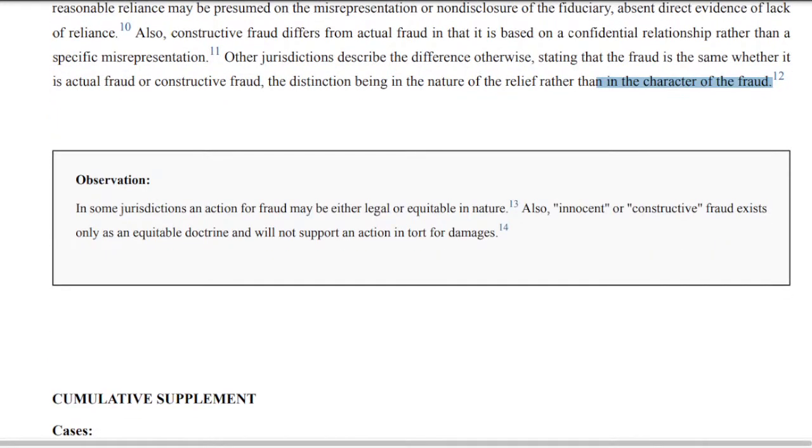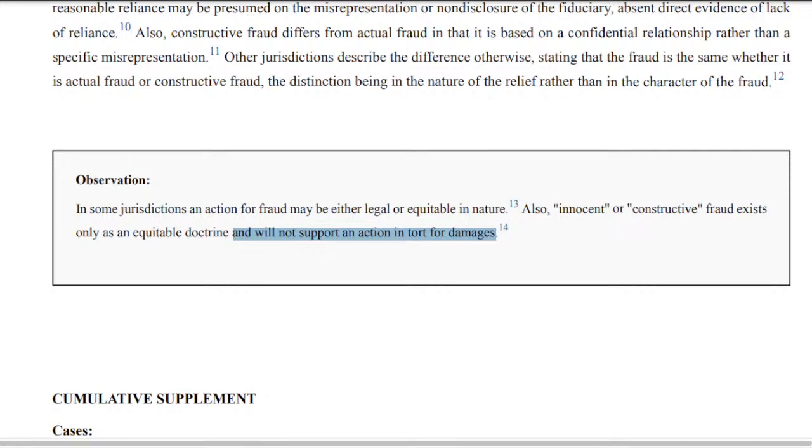There you go. So, observation. In some jurisdictions, an action for fraud may be either legal or equitable in nature. Also, innocent or constructive fraud exists only as an equitable doctrine and will not support an action for tort damages. Ta-ha! So if you're looking for tort damages, you don't want to make a case for innocent or constructive fraud. You'll only get your injunctions or other kinds of remedies.